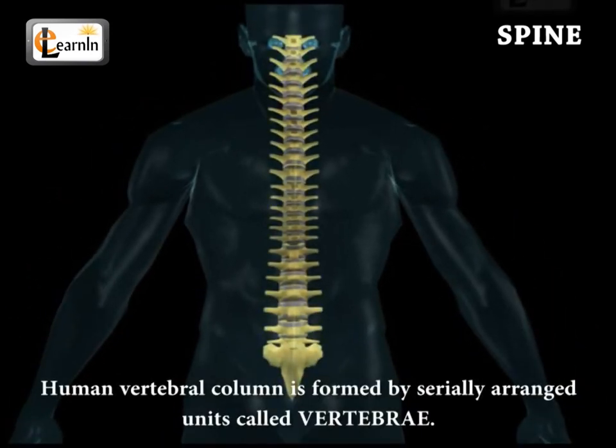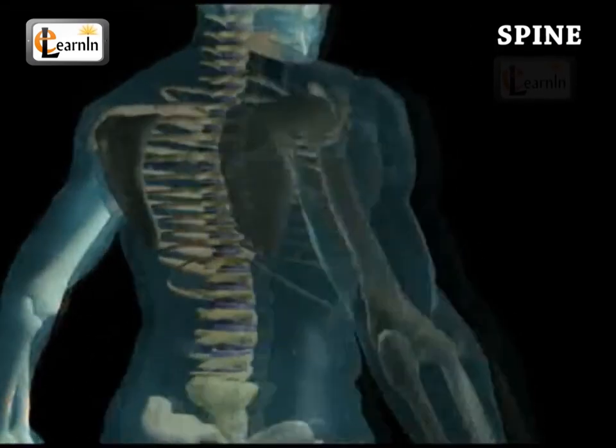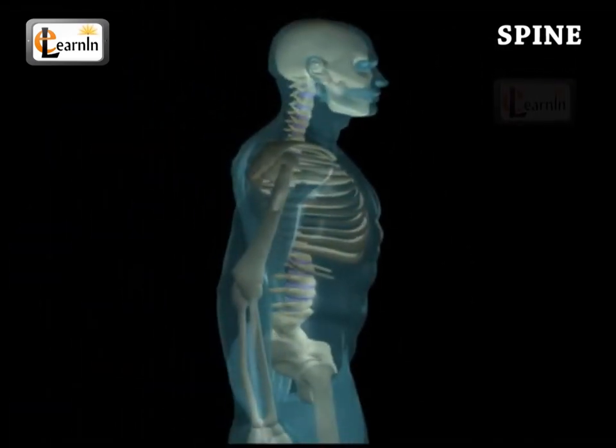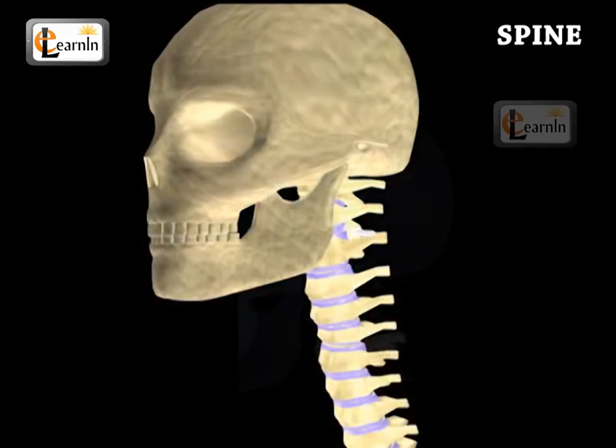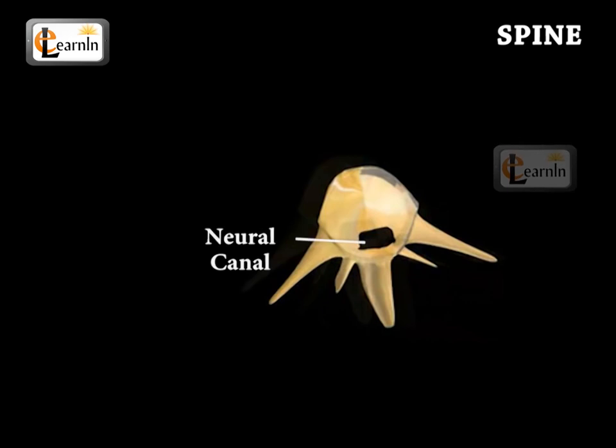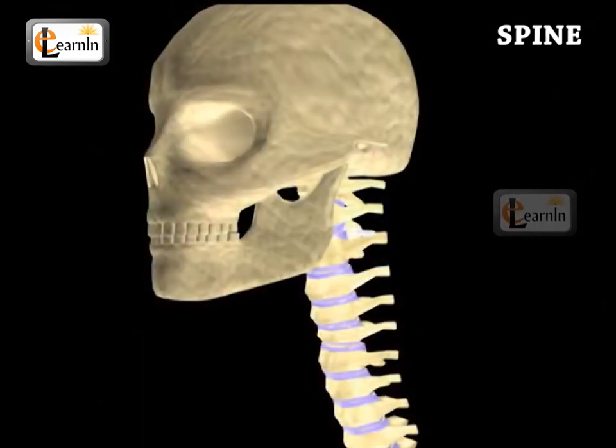The human vertebral column is formed by serially arranged units called the vertebrae and are inwardly placed. This vertebral column extends from the base of the skull and constitutes the main framework of the trunk. These vertebrae have a central hollow portion, which is called the neural canal. The spinal cord passes through this neural canal.